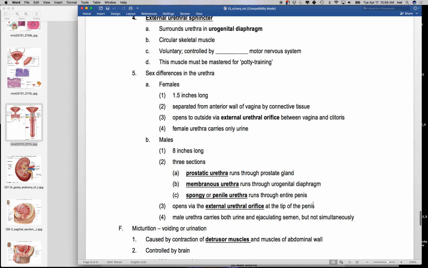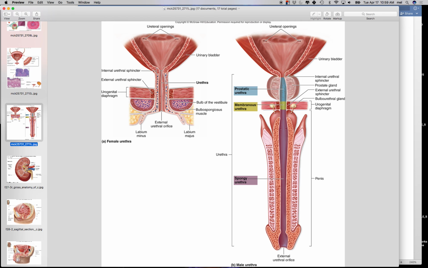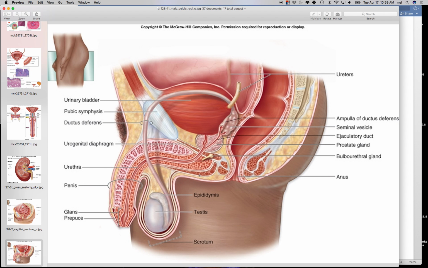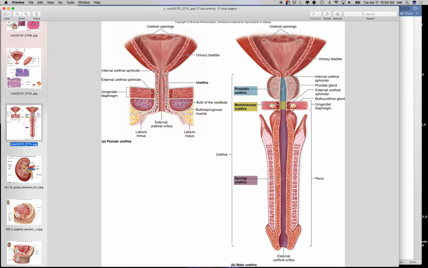All right, so one of the things that I was happy to finally understand is that, of course, we know that the male urethra has double functionality. It's got urinary functionality and reproductive functionality. So it carries both urine and ejaculating semen, but there is a mechanism that in a healthy male will prevent them from being carried simultaneously. And it's primarily that as soon as a male becomes aroused, this internal urethral sphincter slams shut. It's one of the indications of arousal.